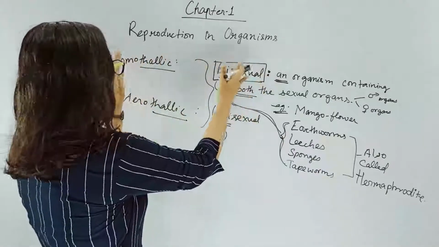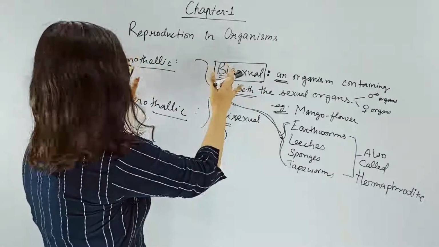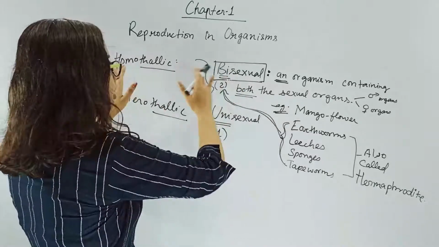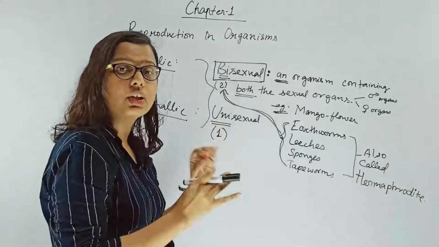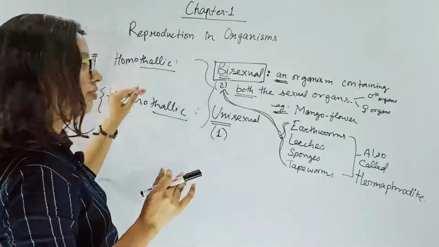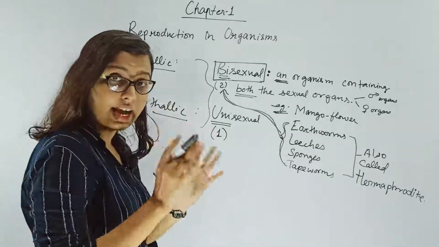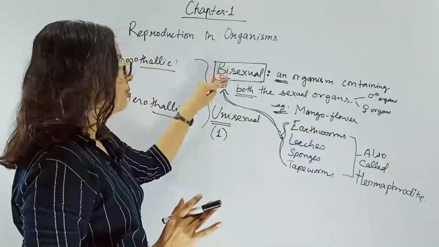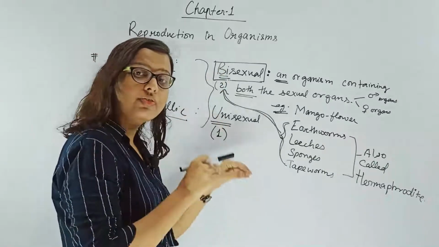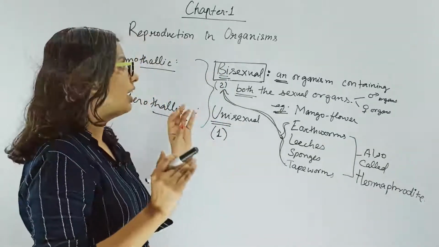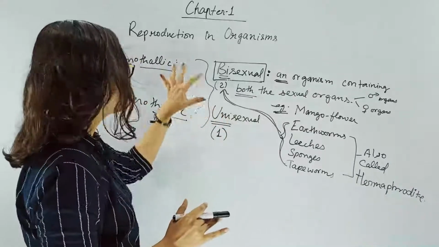Both are the same terms. Both have the same meaning. Either we call homothalic or bisexual. Both are the same terms. The only difference is that homothalic is for lower plants. This homothalic cannot be used for animals. But bisexual is a term which can be used for animals also as well as for the higher plants. So this was the difference.